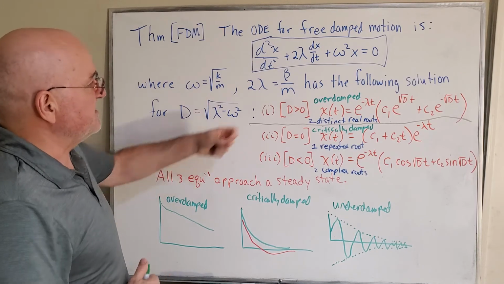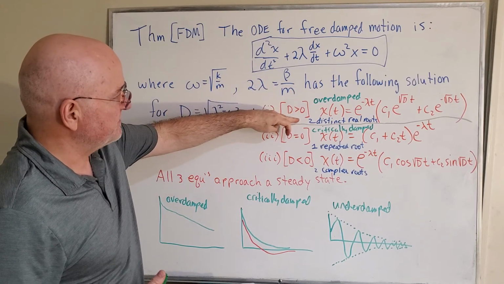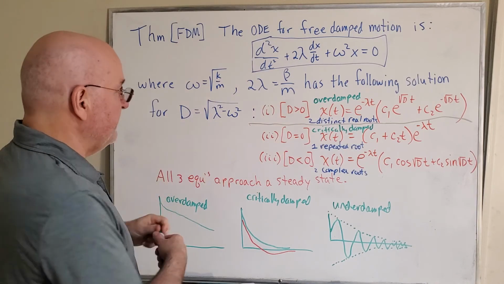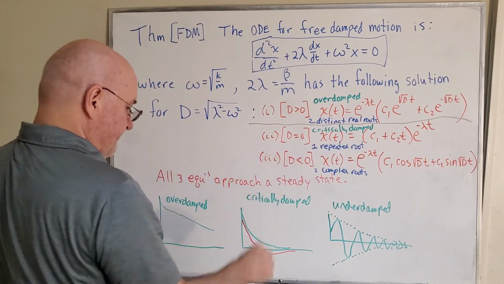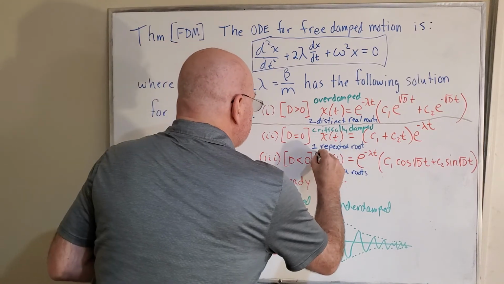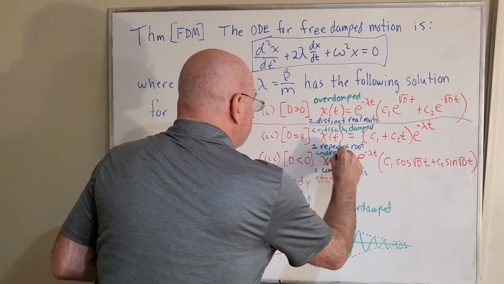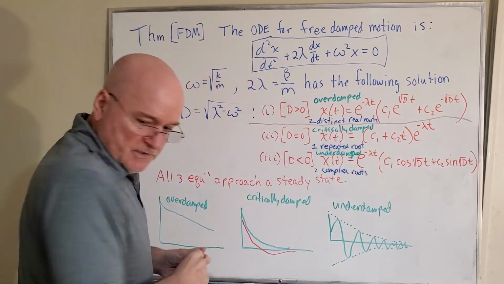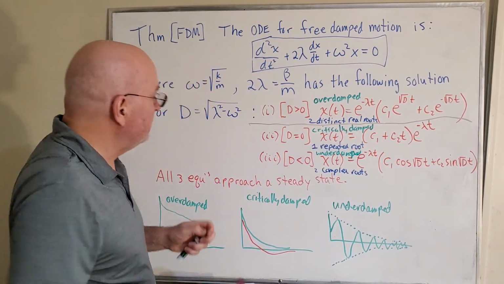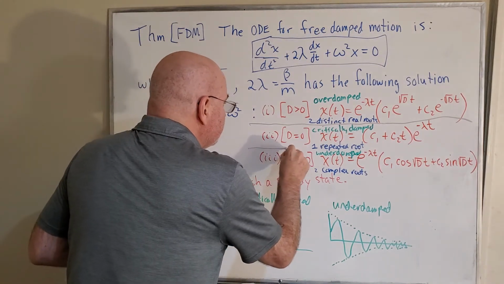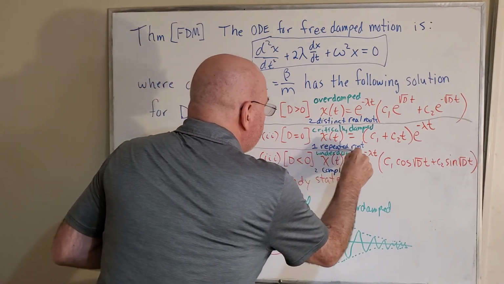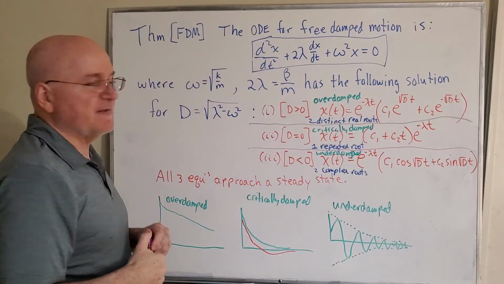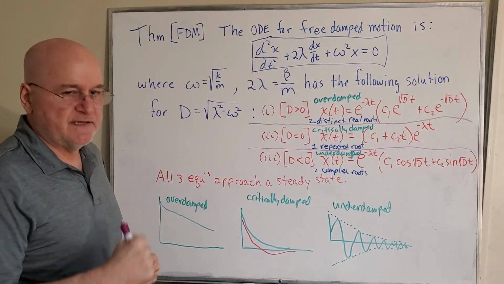So we've got the 3 cases: overdamped, 2 distinct roots; critically damped, 1 repeated root; and I didn't write it in, but underdamped is this one. And I'll go ahead and draw a line just to separate those 2, so we get the right comments with the right equation. So that's the introduction to free damped motion.